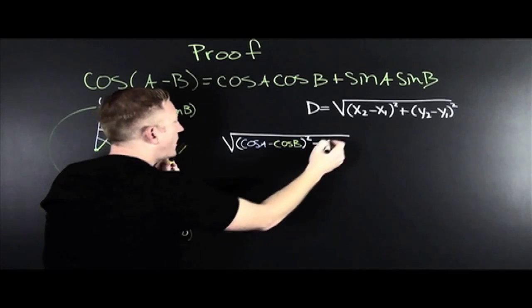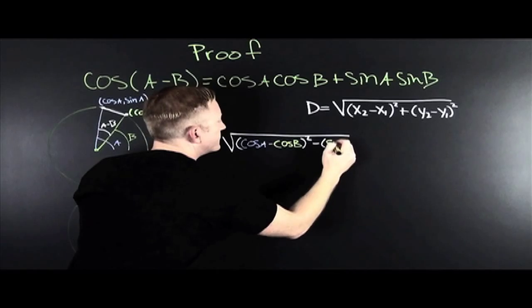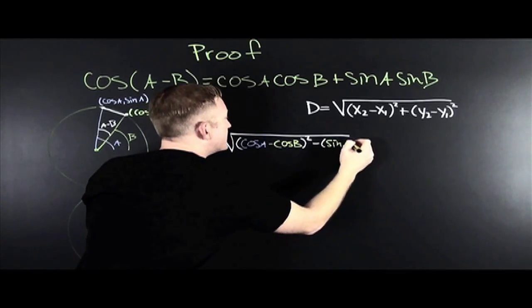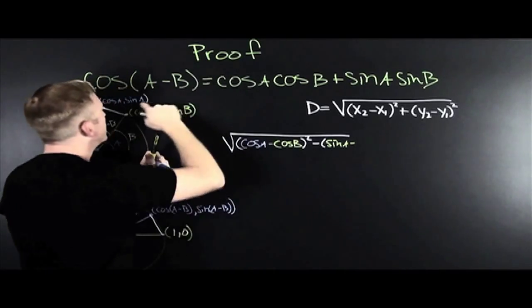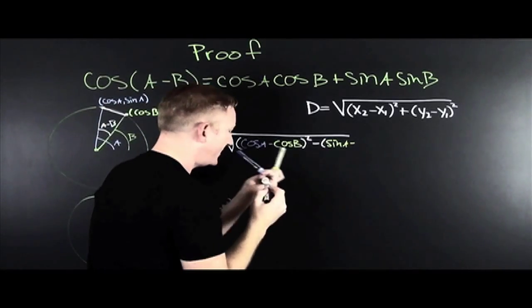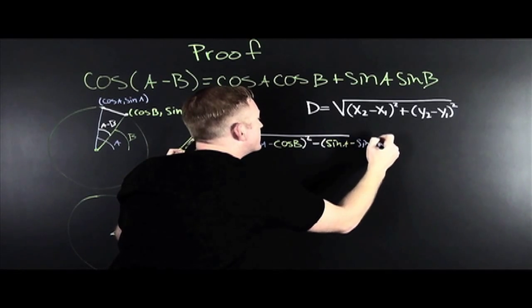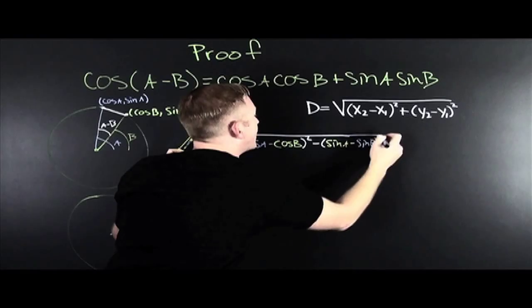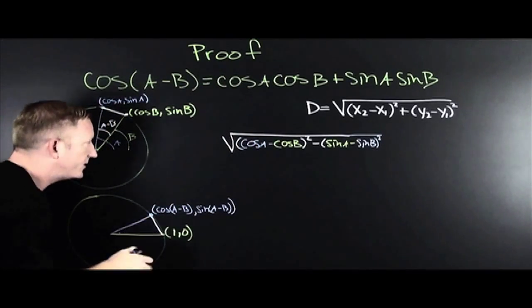And we're going to add the sine of A minus the sine of B. Whoa there. My colors got switched, but I think you know what I'm talking about. The sine of B squared, that guy right there. And then that's going to be equal to this distance right here.